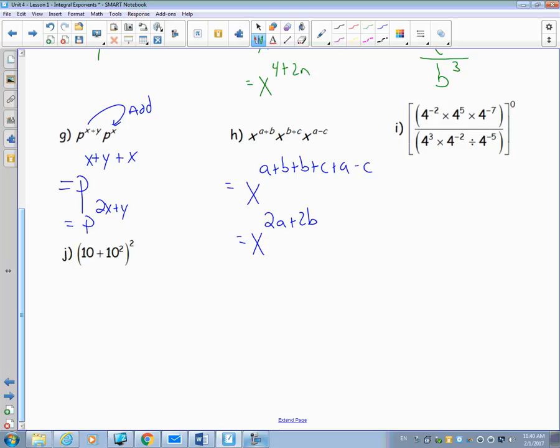I could simplify all the stuff inside the bracket, but I notice the whole base is to the power of 0. That comes out to 1. It's almost like a trick question.